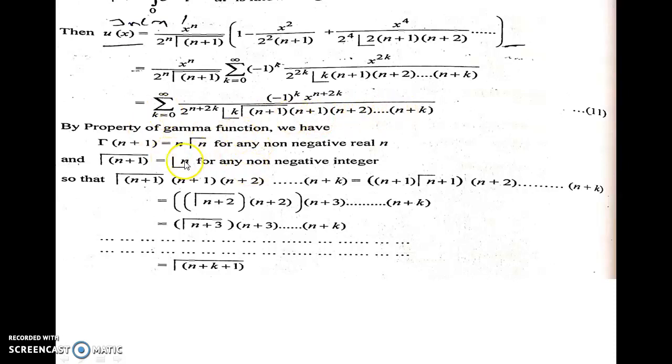Now we know the property of gamma function, that gamma(n plus 1) is written as n gamma(n) for any non-negative real number. But if it is a non-negative integer, we can write gamma(n plus 1) as factorial n. So we take gamma(n plus 1) and (n plus 1) together; it can be written as gamma(n plus 2). Similarly, again we take these terms together, it becomes gamma(n plus 3), and so on. In the last you will get gamma(n plus k) into (n plus k), which will become gamma(n plus k plus 1).